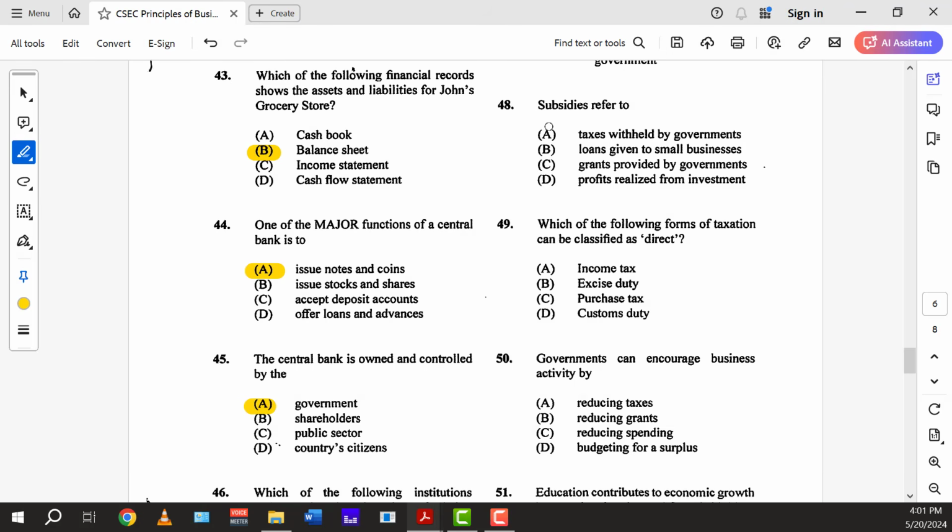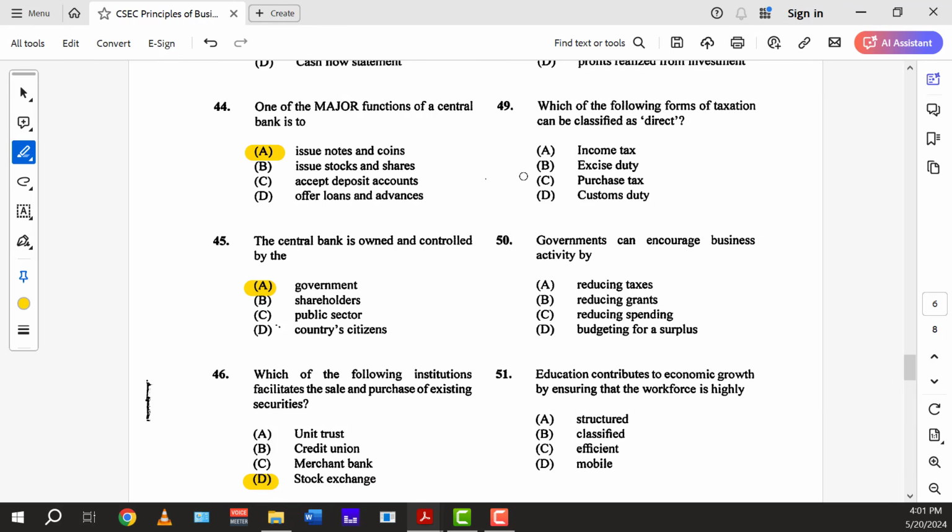48. Subsidies refer to A. Taxes withheld by the government. B. Loans given to small businesses. C. Grants provided by government. Or D. Profits realized from investment. They believe they're smart with this one, but the answer is A. Taxes withheld by government. So instead of charging someone a tax to make their cost of production more expensive, the government says, okay, we exempt you from this tax as a small business, so you can bring down the cost of doing business. So that's a subsidy right there.